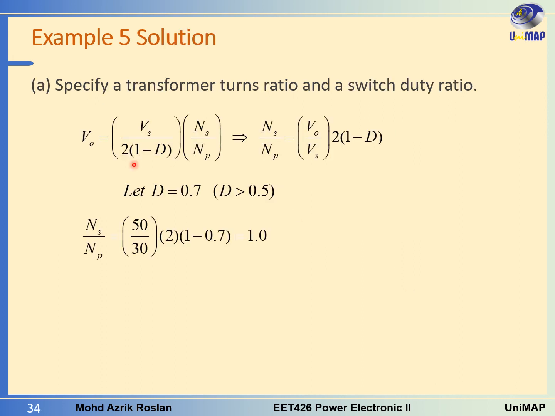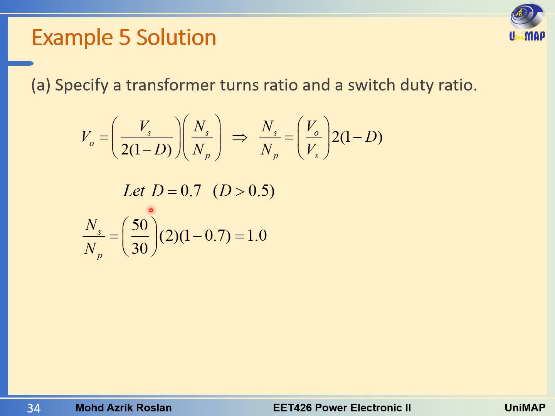For this one, we have the equation for output voltage, and we can rearrange the equation to be NS over NP equals Vout over VS multiplied by 2 multiplied by 1 minus D. In this case, we have two parameters we have to find, which are the turn ratio and the switch duty ratio. So normally we will assume one value and then calculate the other value.